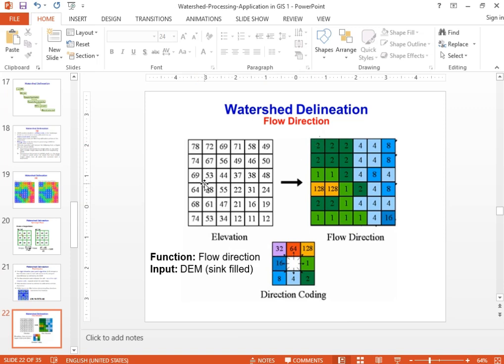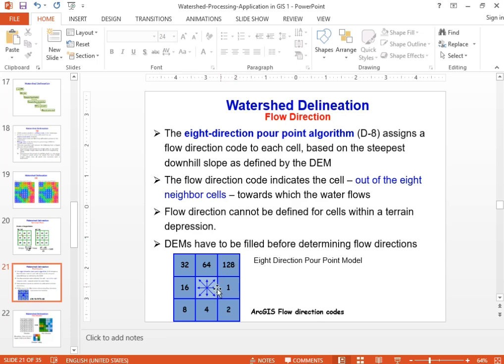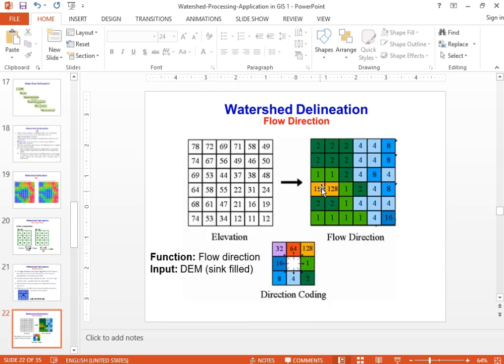And for instance, let me come with here 69. This 69 may flow to this one, this one, this one, this one, or this one. For the surrounding cells or the elevations, the smaller elevation is this one. So the flow direction is just like this. If the flow direction is just like this, you should tell us the flow direction is 1. All right, so it is 1.